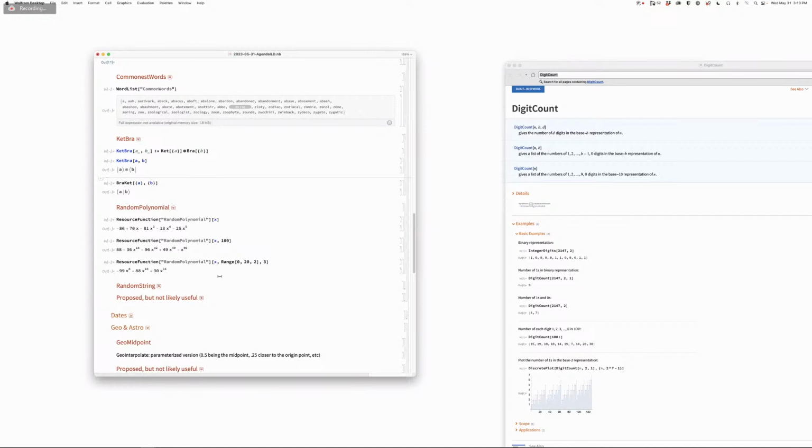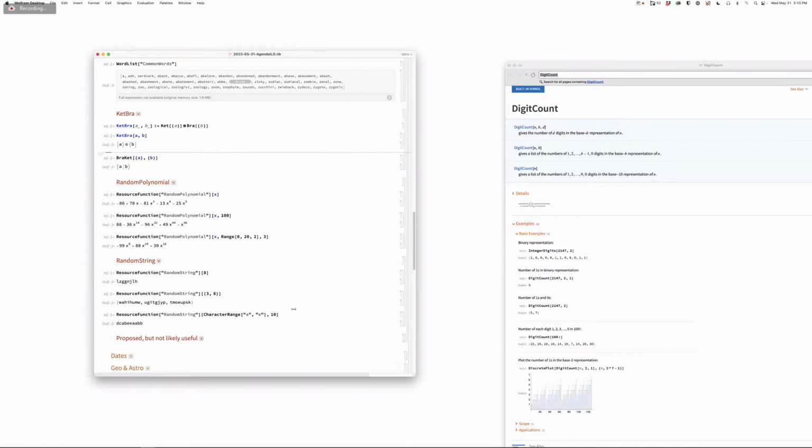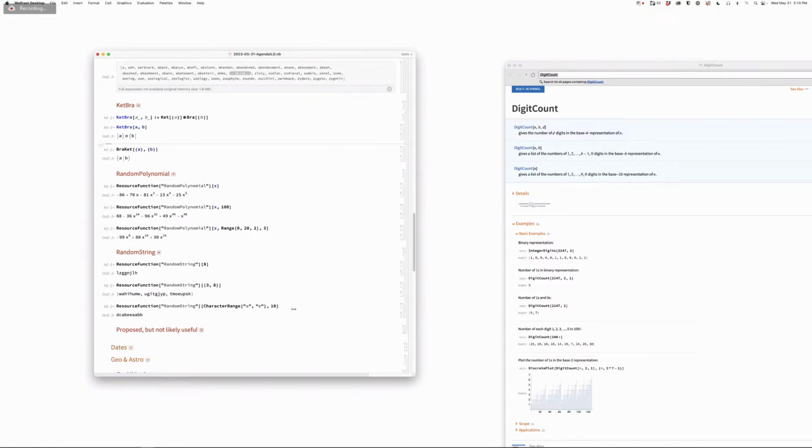Random string, I kind of think it's the same thing. It might write Shakespeare. Is this useful? I've found myself generating random strings, but they're generally with some specific purpose in mind.